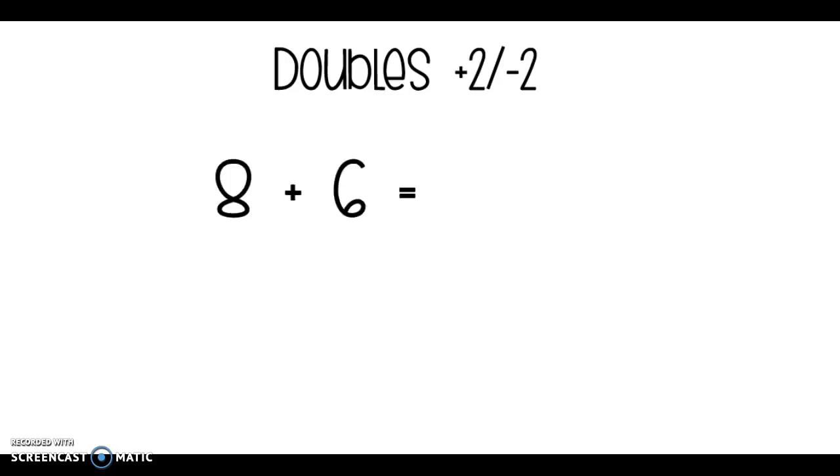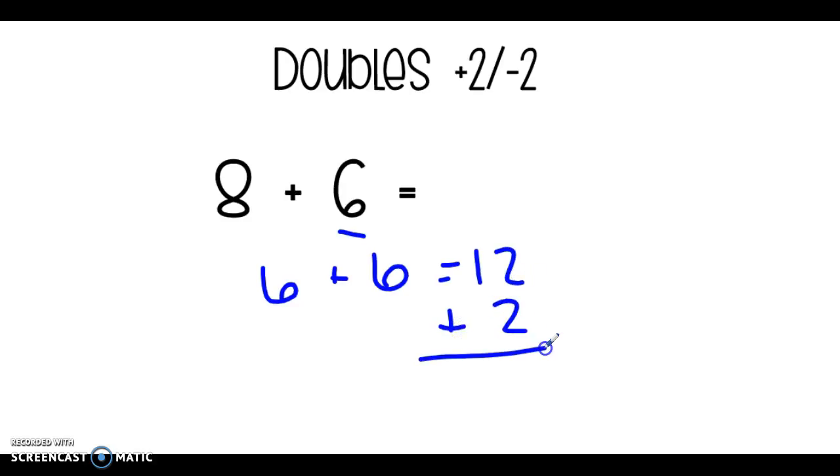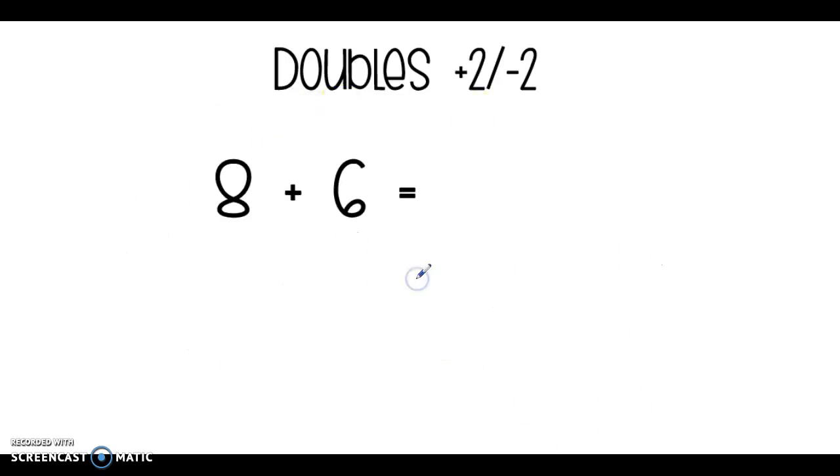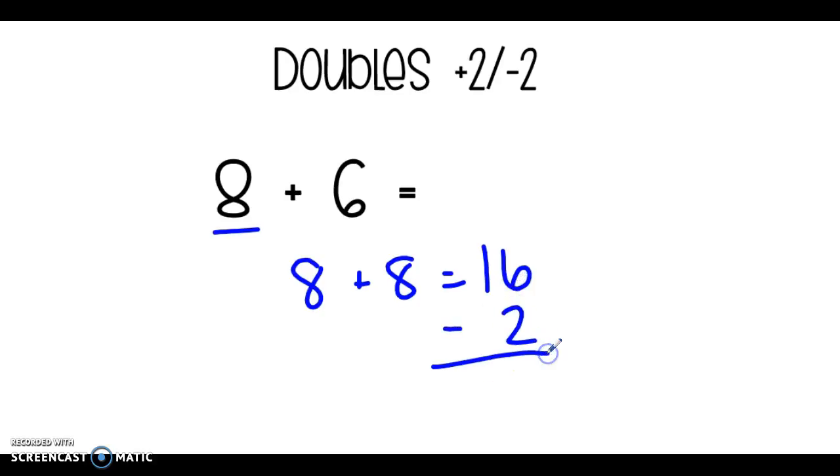The last example is 8 plus 6, and since these two numbers are two spaces apart, I can use my doubles plus 2 or my doubles minus 2. The first number I like to use is the smaller, so I could do 6 plus 6 equals 12. I know that 8 is 2 more than 6, so I will add 2 on to get 14. And lastly, I can also do the same thing with minus 2. I could do 8 plus 8 equals 16. 6 is 2 less, so I will minus 2, and I can get 14, the same answer.